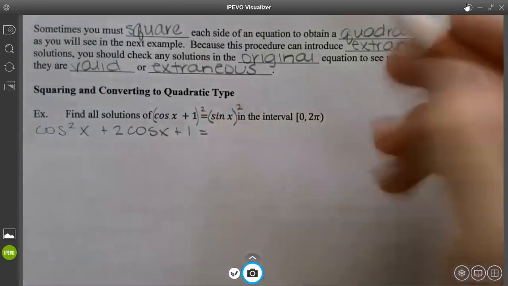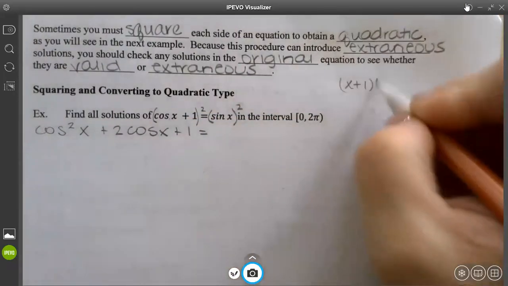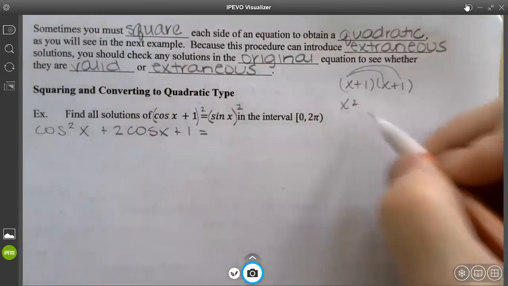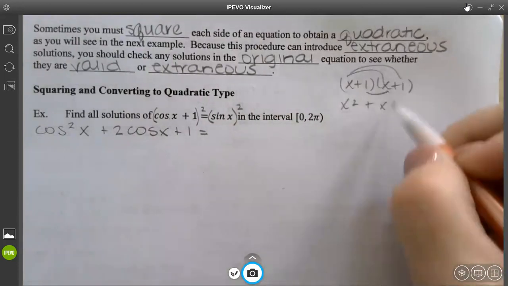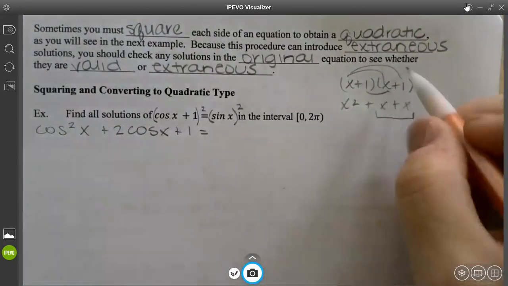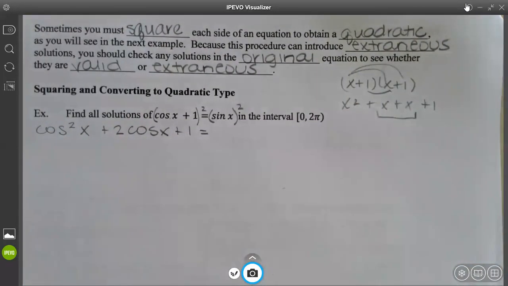Do y'all need to see it like this? x plus 1, x plus 1. You would do x times x, which is x squared. x times 1 is x. 1 times x is x. There are 2 of them in the middle. That's why it's 2 cosine x. And then 1 times 1 is 1. Everybody understand that? Okay.